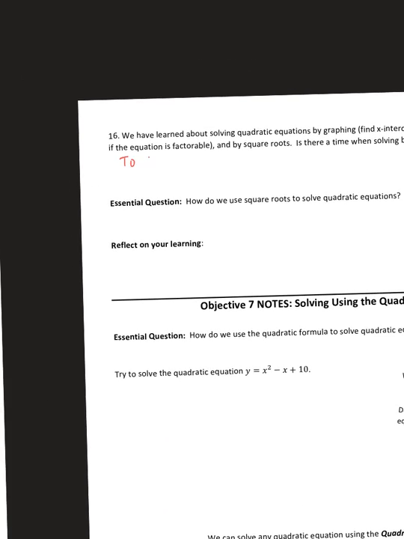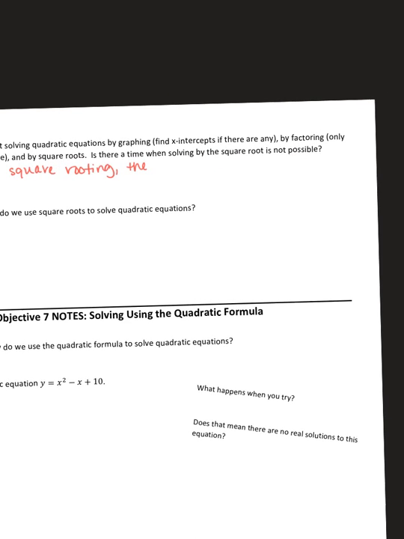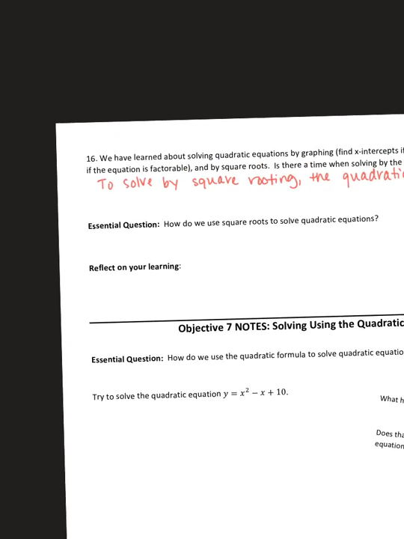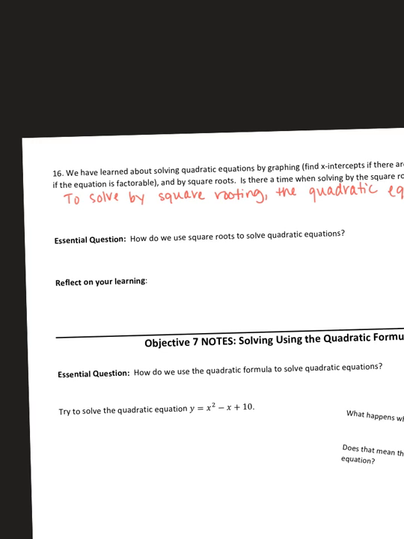So to solve by square rooting, the equation must have a square. So the quadratic equation, and not only just a square, but the variables must be squared, okay? So it must have a square, and all variables need to be squared.